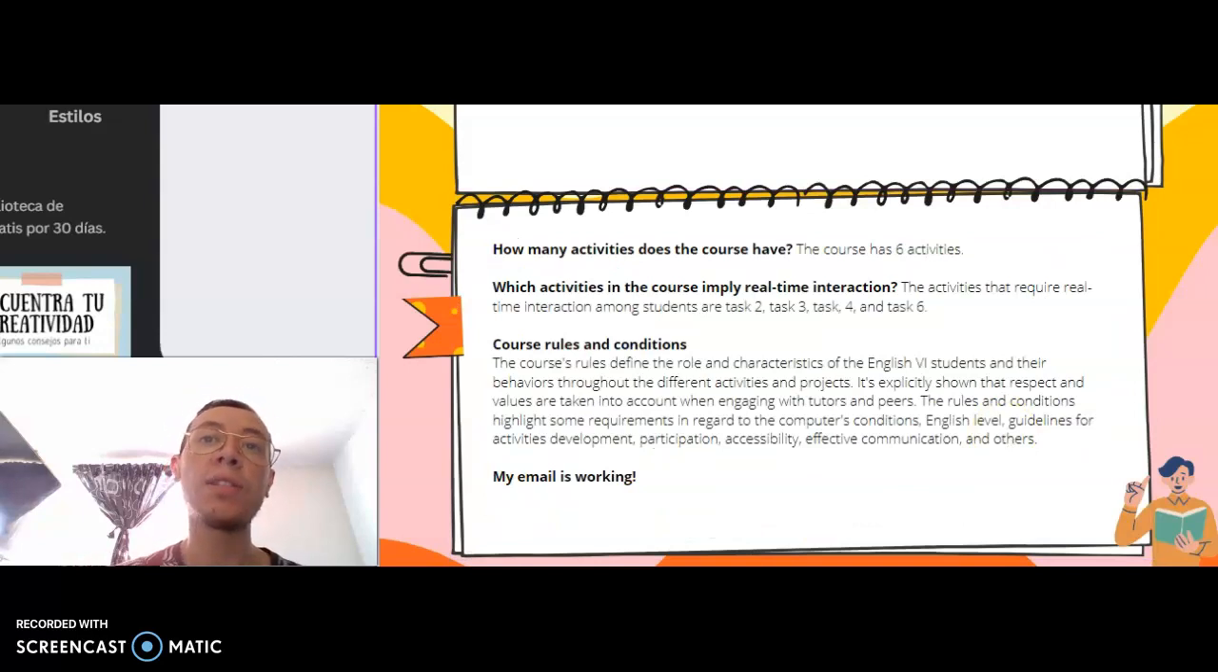Alright, how many activities does the course have? The course has 6 activities. Which activities in the course imply real-time communication or interaction? Those are the tasks 2, 3, 4, and 6.